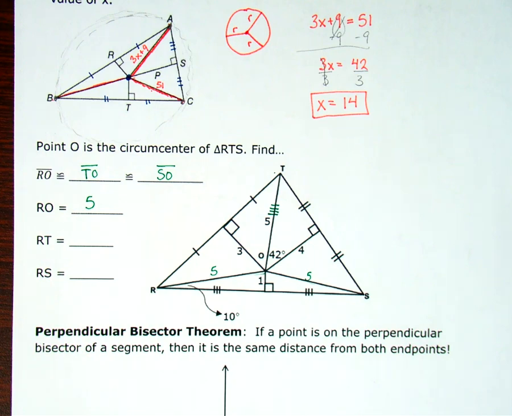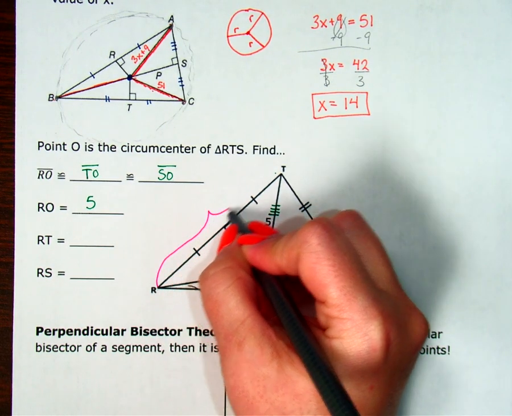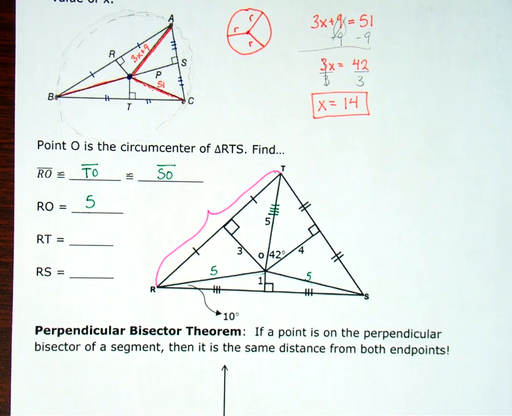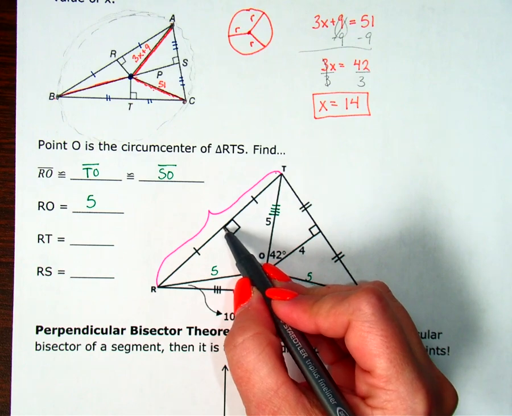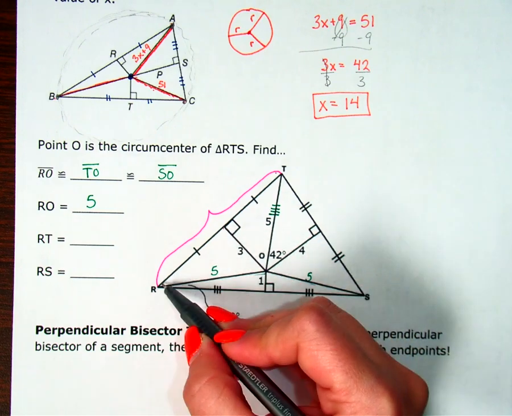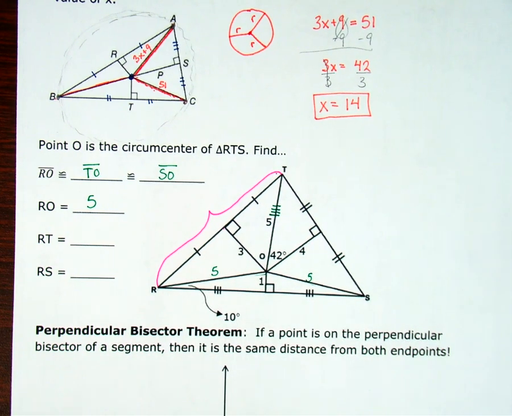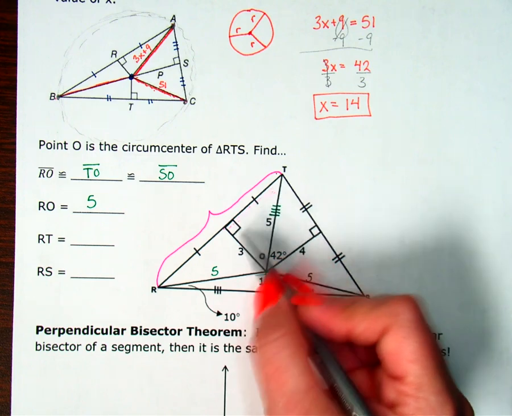Okay? The next one is asking me how long is it from R to T? So from R all the way to T. This one we have to do a couple little things. The first thing we're going to do is say, well, I know this is a midpoint, so if I can find one side of this, then to double it will give me the whole thing.